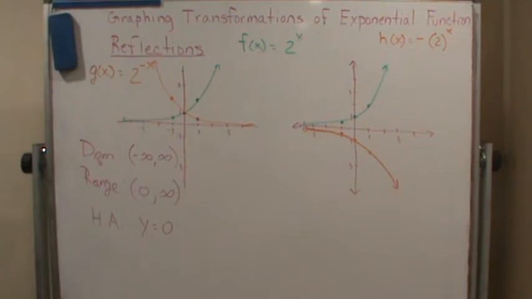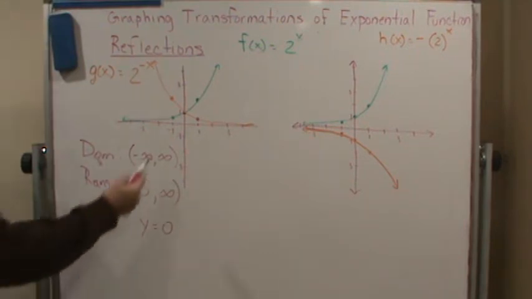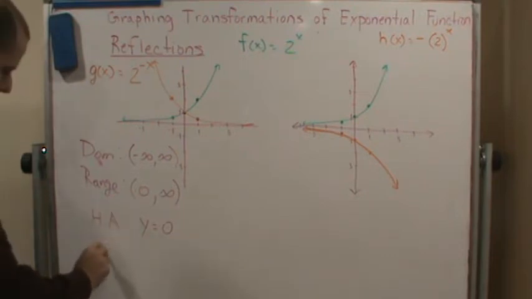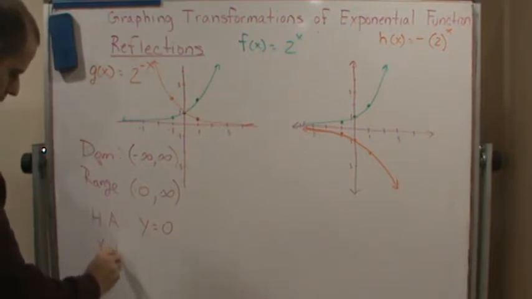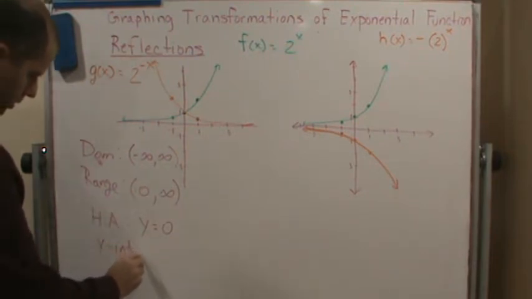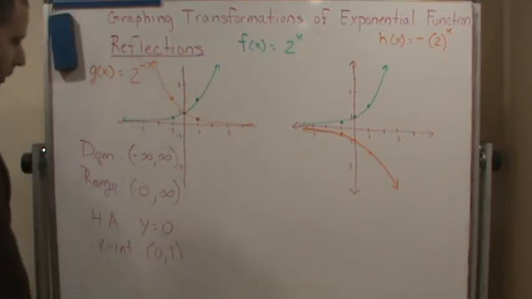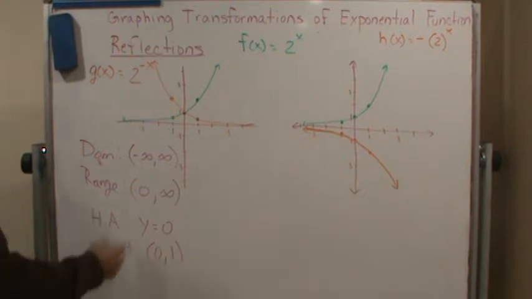Okay? Now what does change, oh, well, and the y-intercept doesn't change either. Okay? The y-intercept is still (0, 1). Now what does change are the points, right?